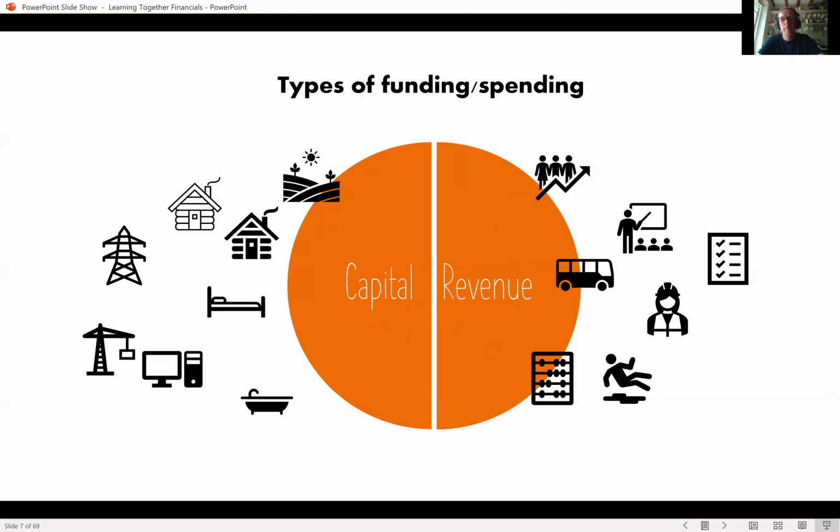And for those of you who don't know, there's two broad types of funding and spending. Capital funding tends to be your big picture stuff. You're buying the land, building the houses, or buying property, fitting them out, bedrooms and kitchens, infrastructure, energy. And then on the other side, there's revenue, which is the spending that has to happen as you're going along, in a sense, to kind of maintain and run the project.